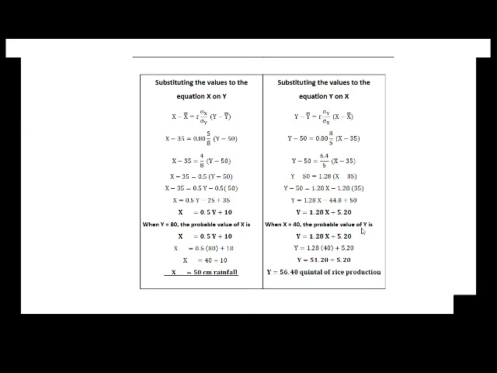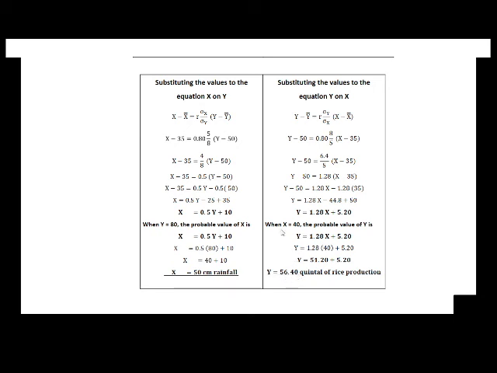When x is 40, that means the rainfall is 40 centimeter, the probable value of y is found with the help of the regression equation y on x: y is equal to 1.28x plus 5.20. Y is equal to 1.28 times the given value of x, 40, plus 5.20. Y is equal to 51.20 plus 5.20. That means the final answer is y is equal to 56.40.